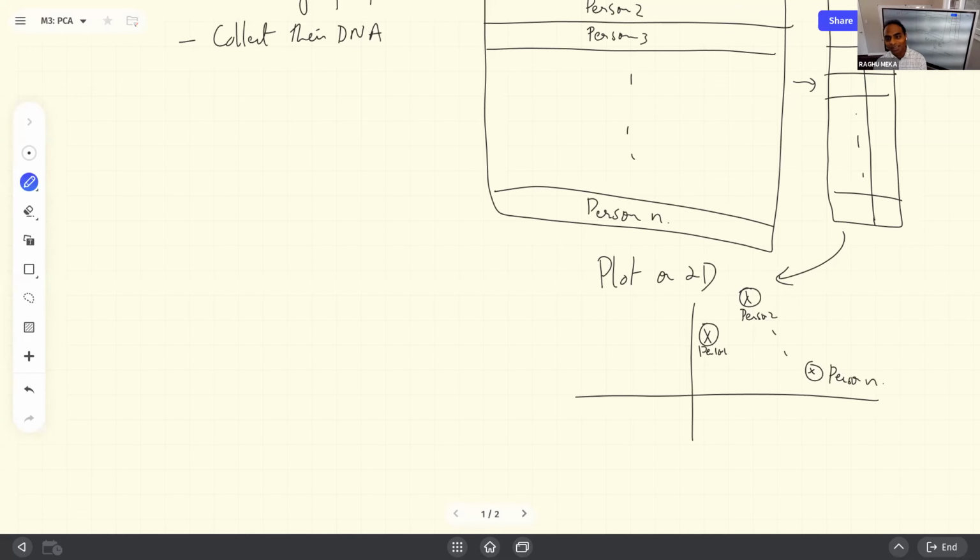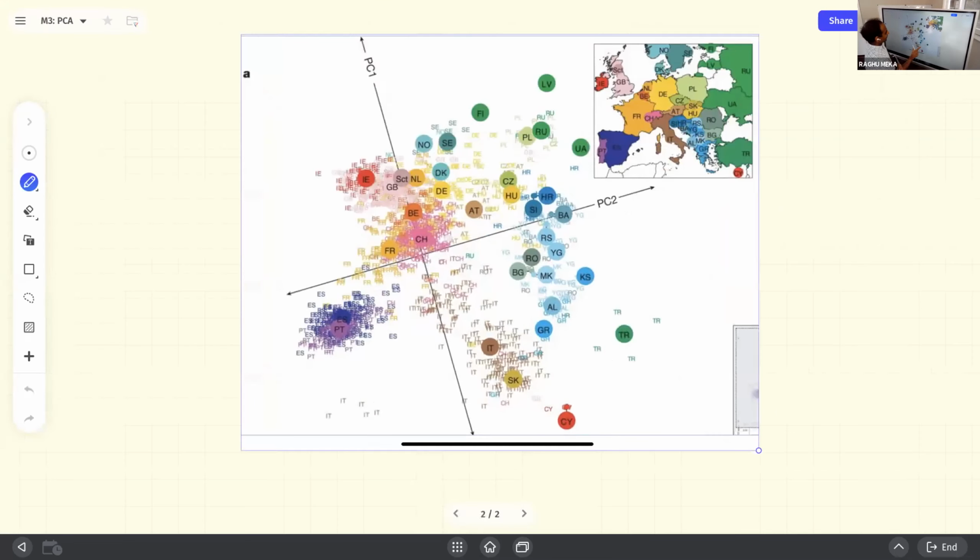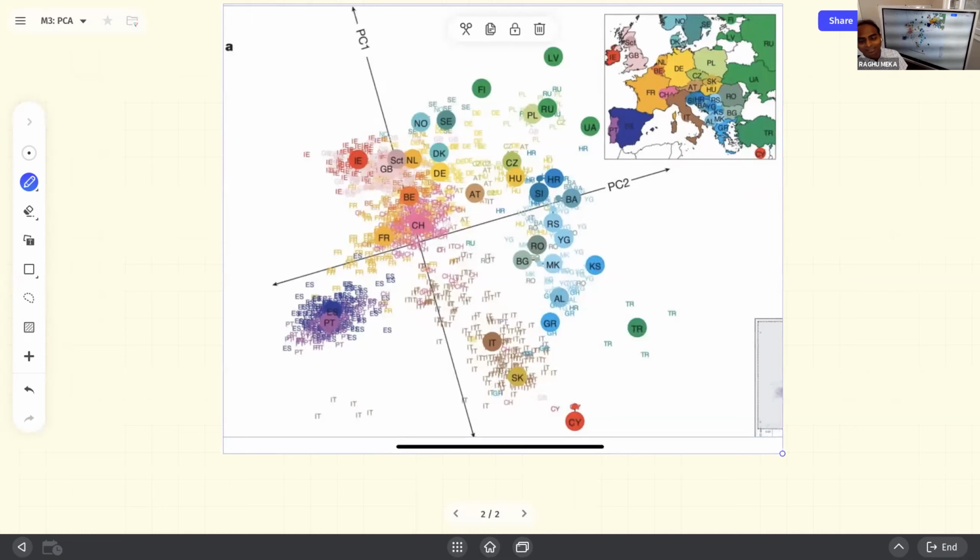Okay, and what happened after that is very remarkable in the sense that this is the plot that they got. So they collected DNA, they extracted principal component analysis, which is something we'll do in the next 2 lectures, and then they just plotted it, right? It's a strange thing to do. You're just plotting things based on DNA. And what they realized was that if you look at which region these people were from, you basically recover the map of Europe.